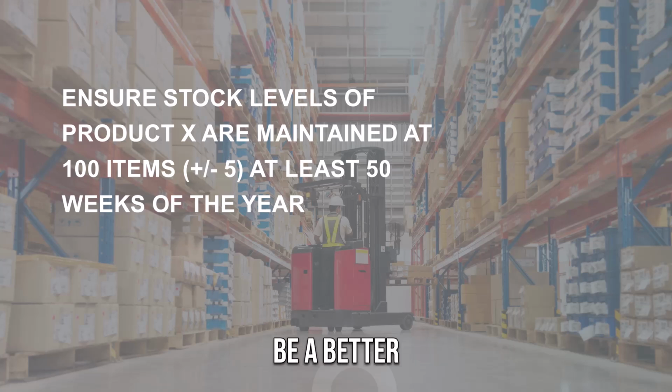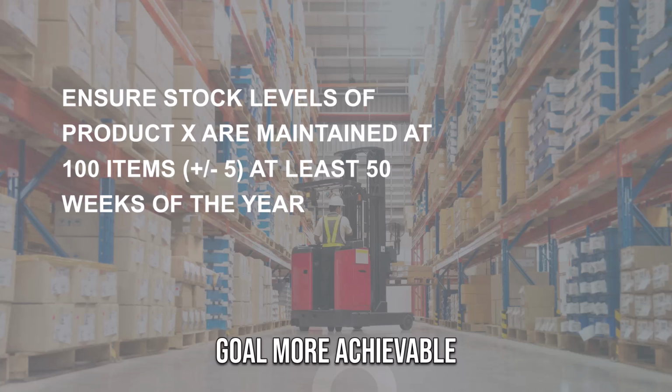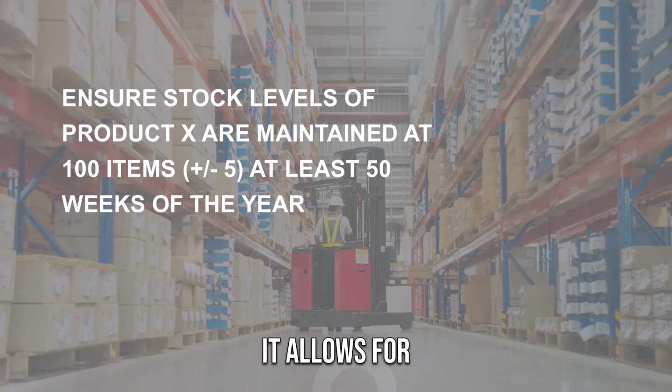Perhaps this might be a better example of a SMART objective in this case. So we're saying that we want to maintain stock levels of a specific product at a specific level. So we're saying 100 items plus or minus 5 for 50 out of 52 weeks of the year. Notice how putting in 100 plus or minus 5 and 50 out of 52 weeks of the year makes the goal more achievable than having to achieve 100% for 52 weeks of the year. It allows for a little slippage, probably makes it more realistic, and also allows overperformance. And that's more motivational.